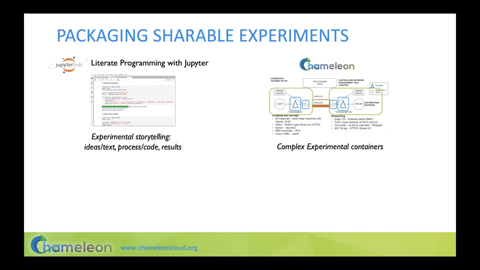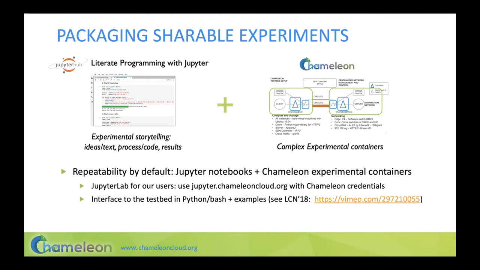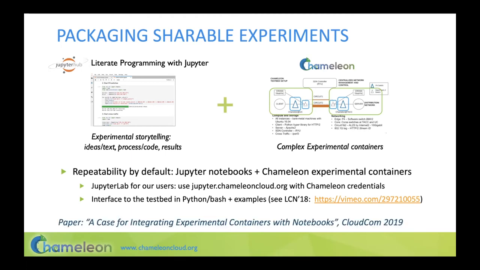So what we did in order to make it easy for our users to configure reproducible experiments on Chameleon is we integrated Jupyter with Chameleon in such a way that your Chameleon credentials are implicit in the Jupyter code cells, and you can create those complex environments from your notebook. And there's a little video that shows you the story of one experiment, obviously somewhat dated from 3 years ago, but there is also a paper that describes how to do that. All right, so now you have a complete and integrated packaging of an experiment.